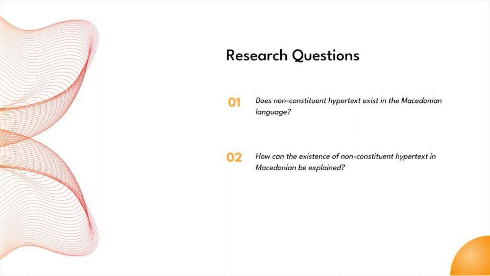These studies have inspired me to explore if the same outcomes would be attained when hypertext in the Macedonian language is analyzed. In this SQUIB, I explored the following two questions. One, does non-constituent hypertext exist in the Macedonian language? And two, how can the existence of non-constituent hypertext in Macedonian be explained?